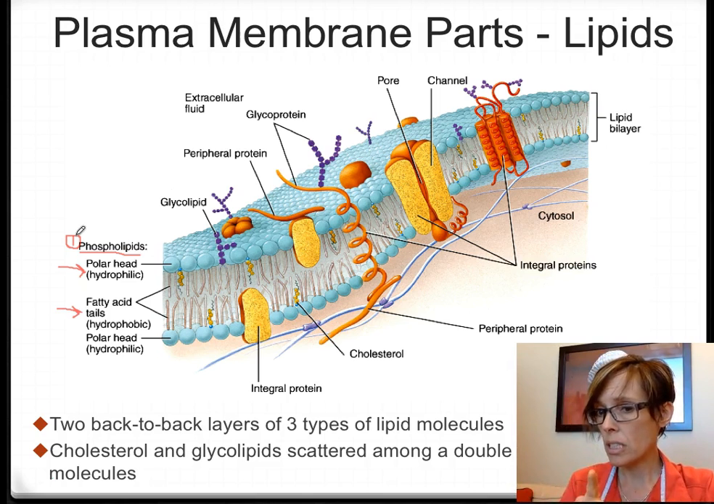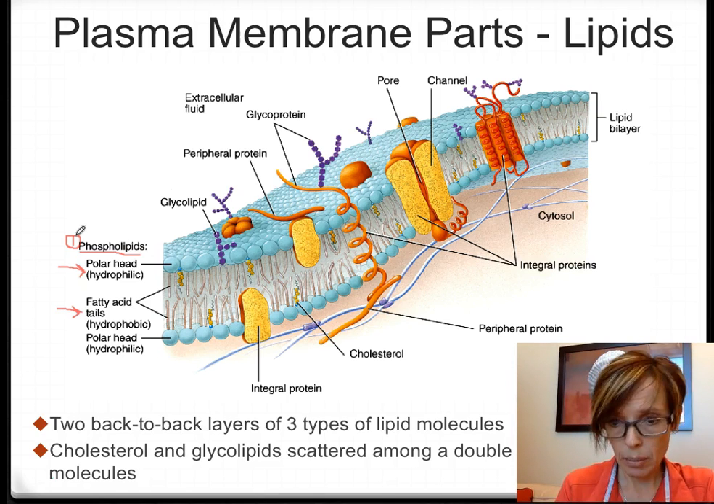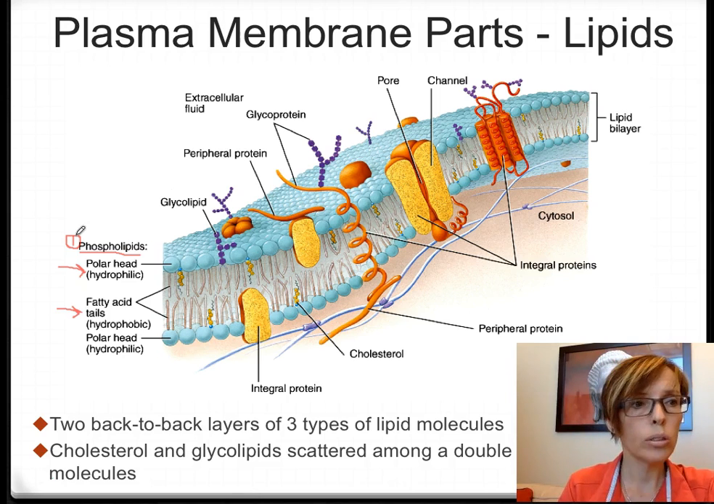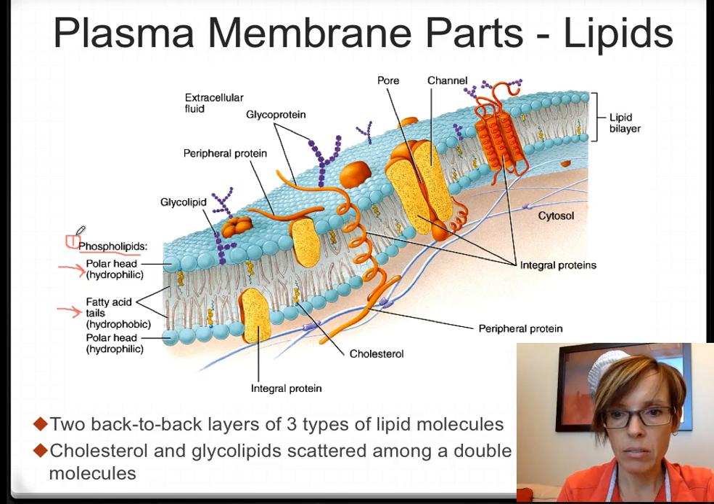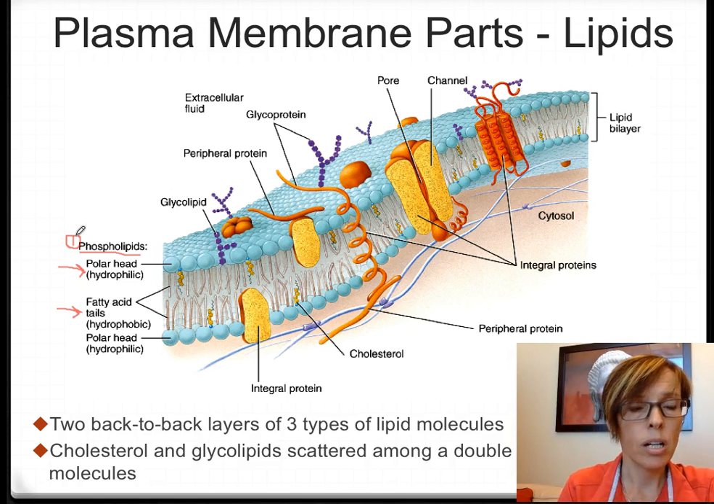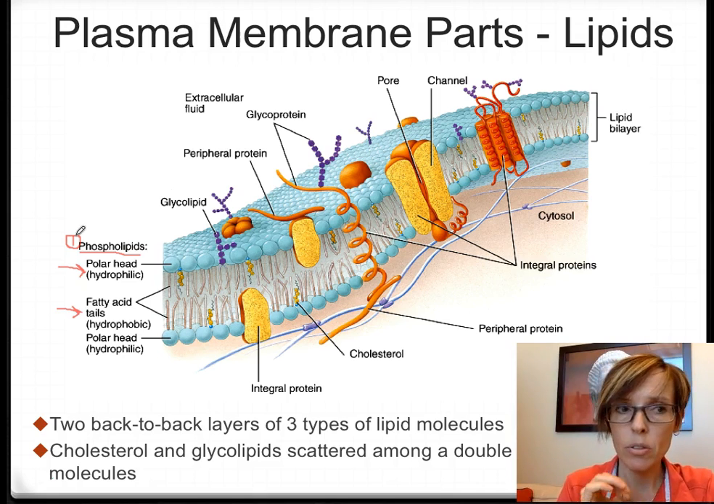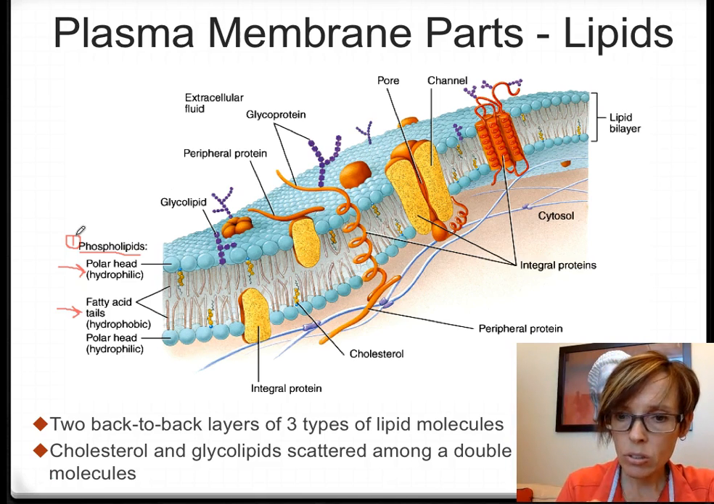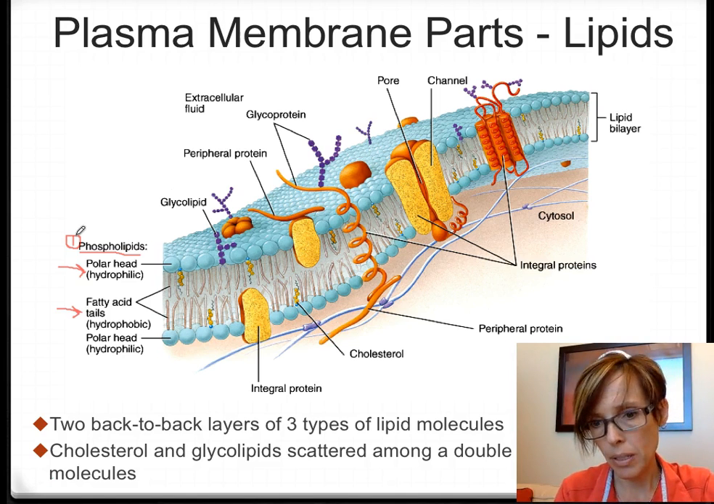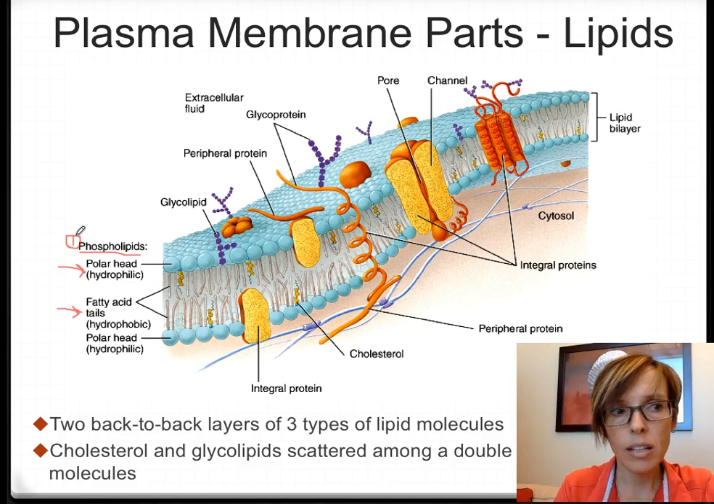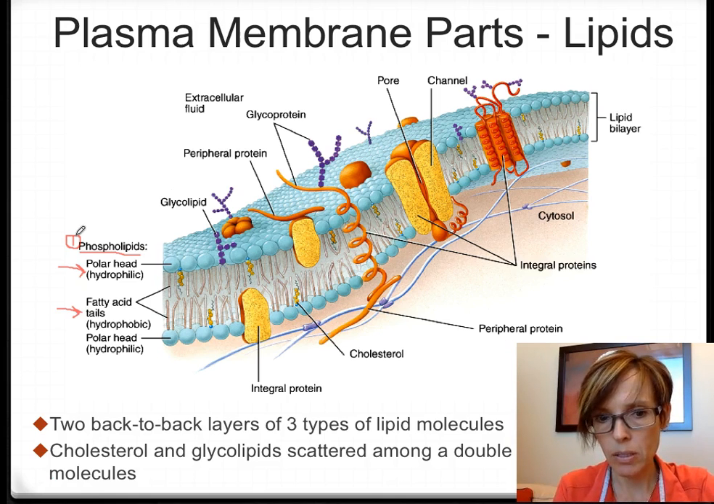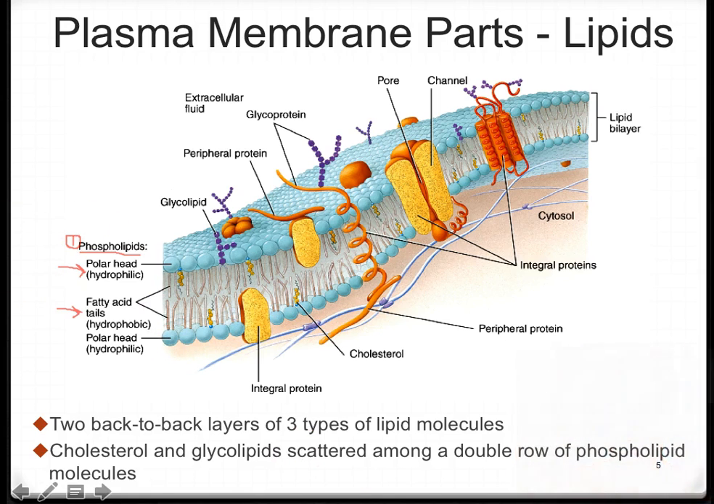Now conversely, at cold temperatures, cholesterol keeps the membrane from solidifying by hindering the close packing of phospholipids. What this means is that when it gets cold, it doesn't allow those phospholipids to come together.